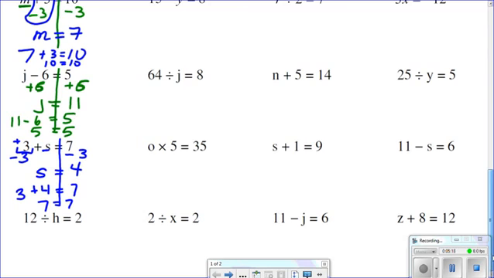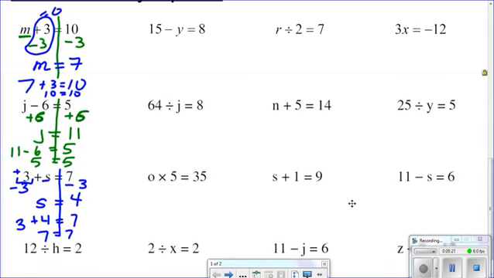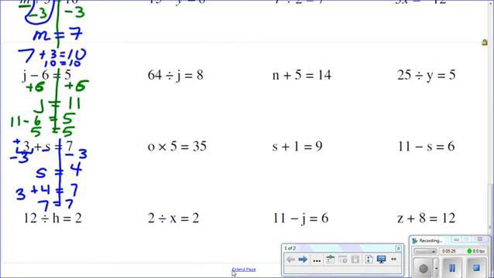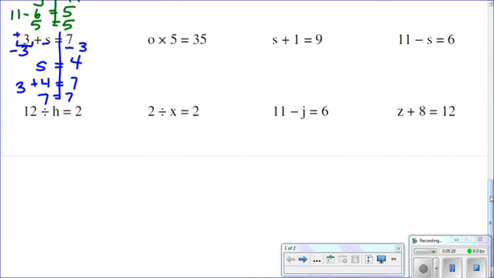On the next one, going down, I just want a bit more space. Okay, 12 divided by h equals 2. So now this one working backwards is a little bit trickier, but we can use our inspection. So we need to think, okay, 12 divided by what equals 2? We could use the times table, guess and check, or working for the opposite, right? Because we know 2 times h has to give us 12.